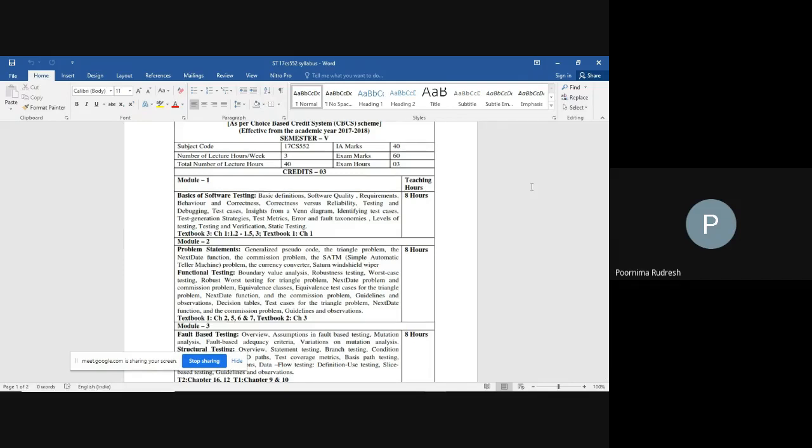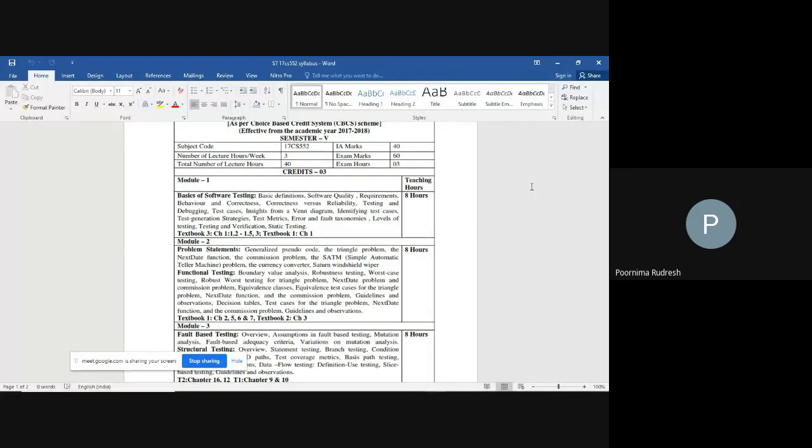If you want to perform testing, we need test cases. They are the central part of the testing process. Before testing starts, we first need to define the set of test cases. Next you are going to study different test generation strategies, test metrics, error and fault taxonomies, meaning the classification of errors and faults. Next, different levels of testing, and finally testing and verification, finally static testing.